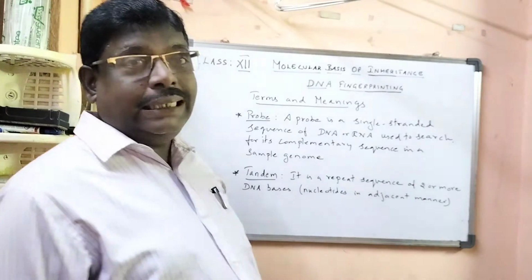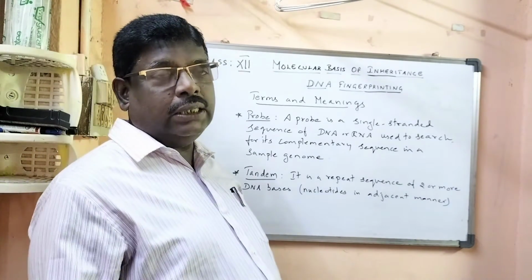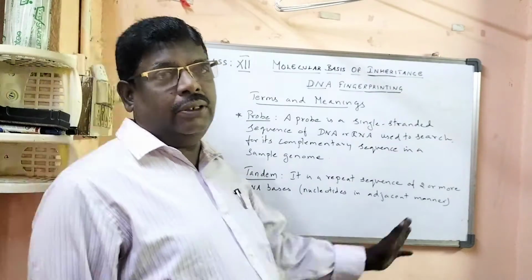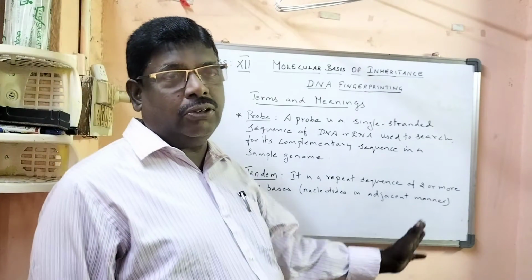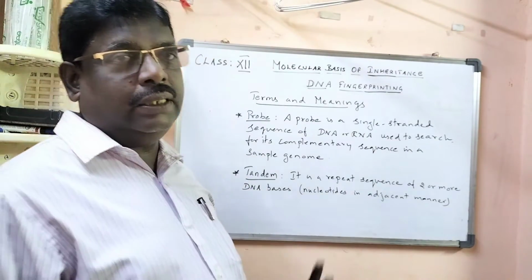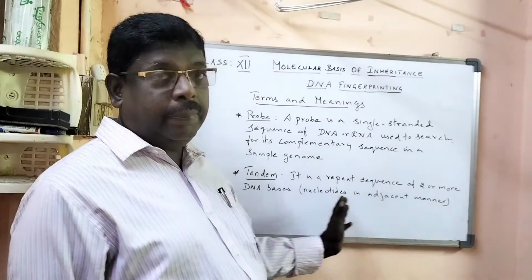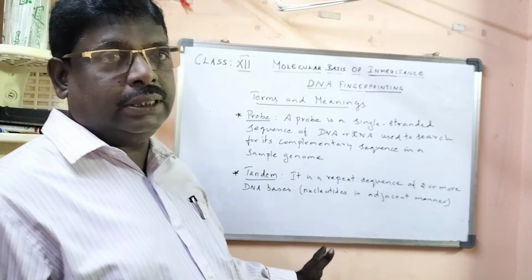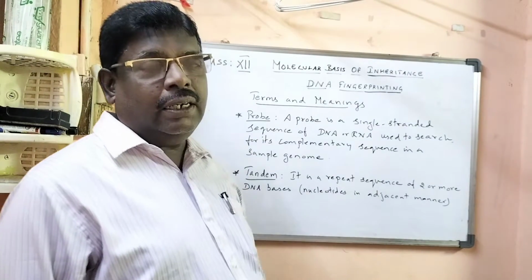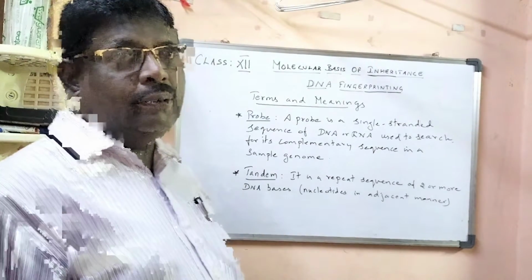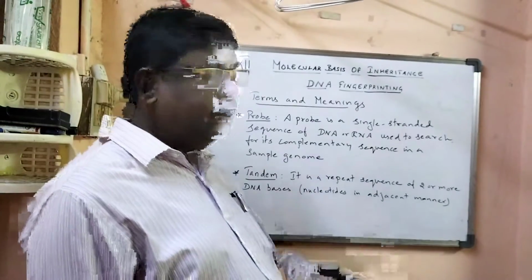Another term, tandem. We'll come across another term called tandem. It means repeated nucleotides, a sequence of nucleotides that are repeated. That is that ATGC combination, base pairing, which is repeated many number of times, and they are in an adjacent manner. So this is tandem. Tandem means repeated sequence of nucleotides.